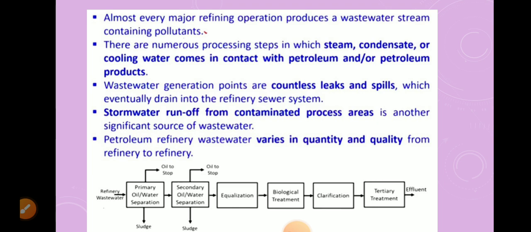Petroleum refinery wastewater varies in quantity and quality from refinery to refinery. Here is the wastewater treatment that includes primary, secondary, and tertiary treatment. Refinery wastewater treatment will include the primary separation of sludge, and then secondary separation, which also involves the separation of sludge, then equalization, biological treatment, clarification, and then finally tertiary treatment.